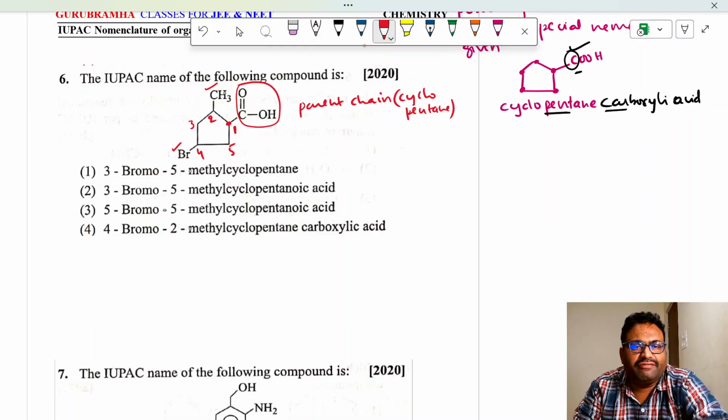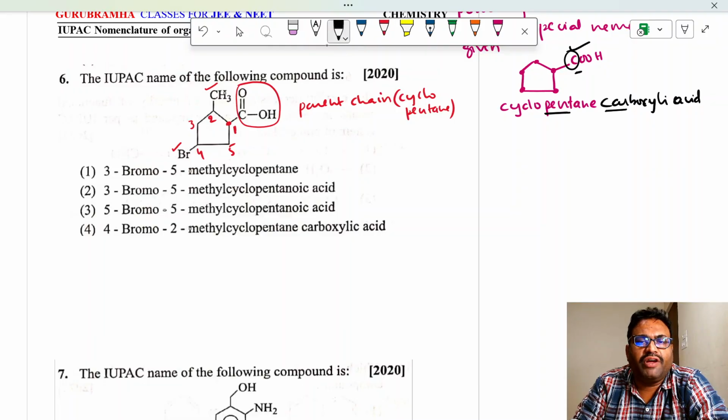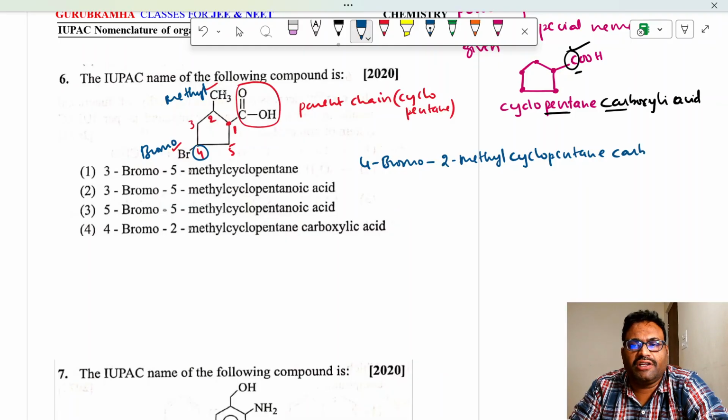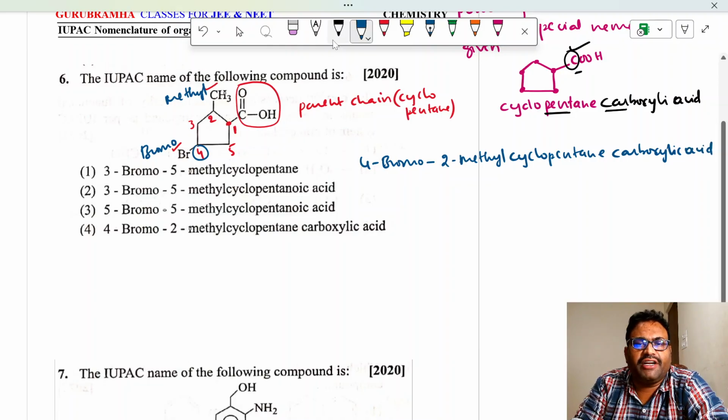Then what will be the name of that? While writing the name, we have to follow alphabetical order. So this is methyl, and this is bromo. So first, bromo comes. At what position do we have bromo? Fourth position. So 4-bromo 2-methyl cyclopentane carboxylic acid.